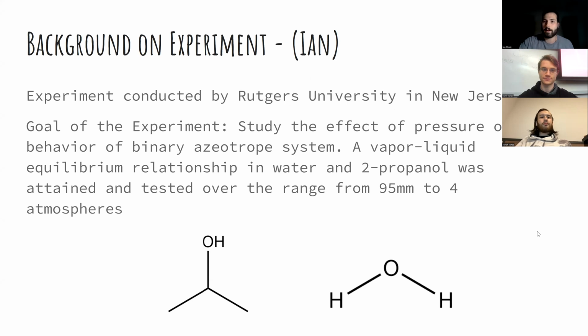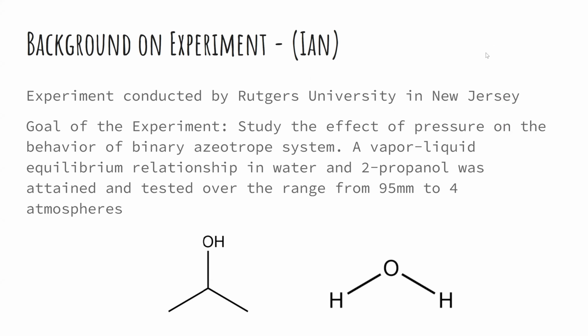This is our thermodynamic mini project. So a little background on the experiment. This experiment was conducted at Rutgers University. The goal of the experiment was to study the effect of pressure on the behavior of a binary azeotrope system. Vapor-liquid equilibrium was established in water and 2-propanol.